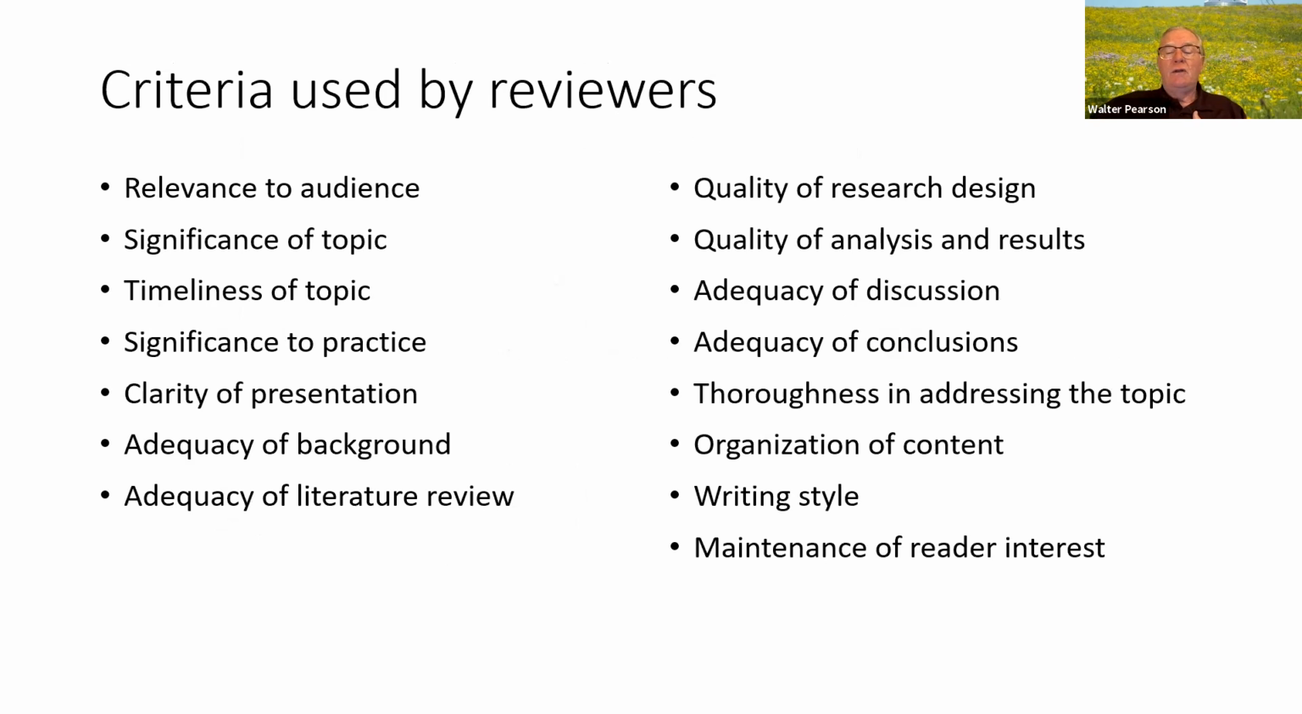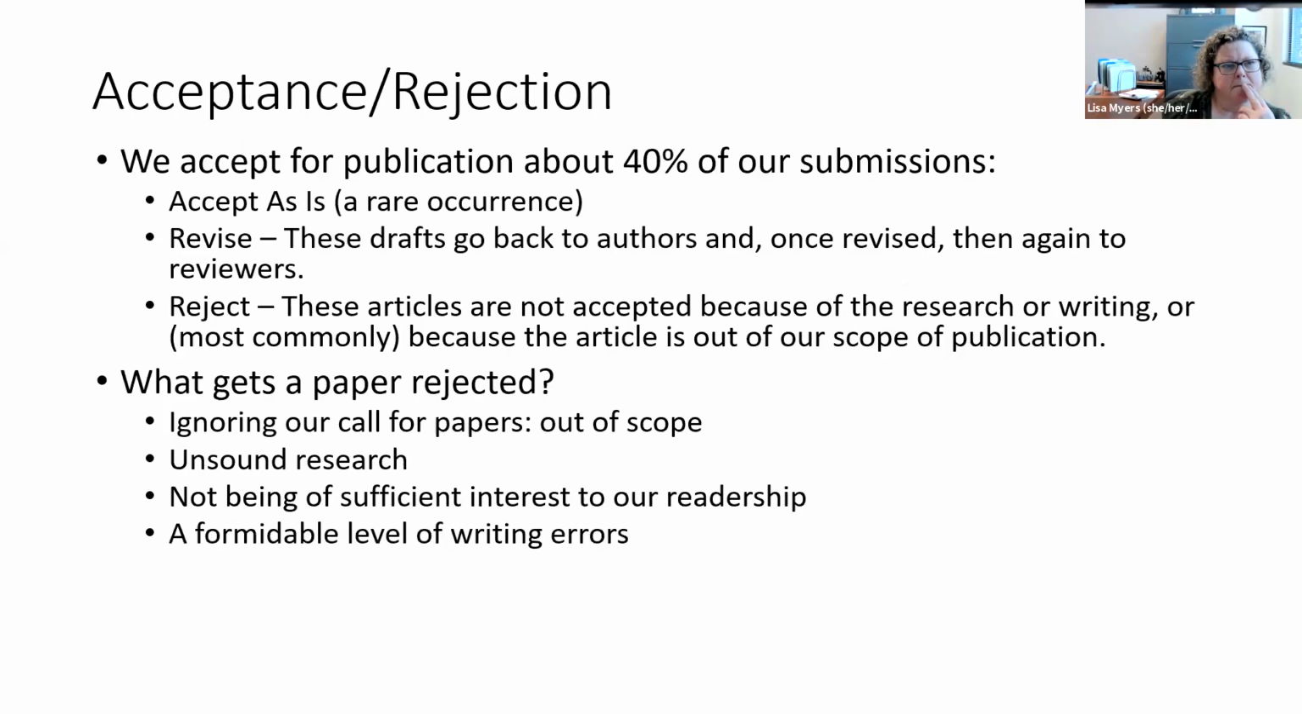So the reviewers are looking at these criteria. I'm not going to spend time on this. This is what they have in their checklist, and they're trying to give you feedback on the basis of these criteria. We accept for publication about 40% of our submissions. And as I said before, it's rare that a paper gets accepted on first draft.